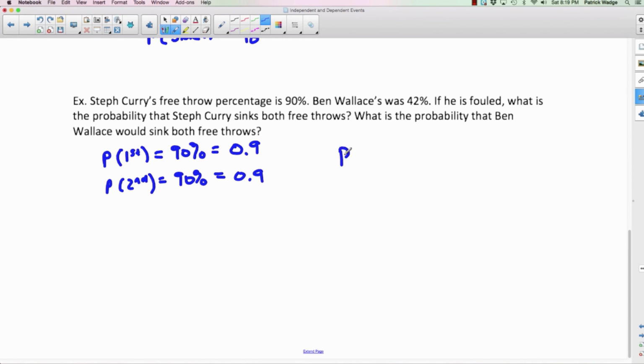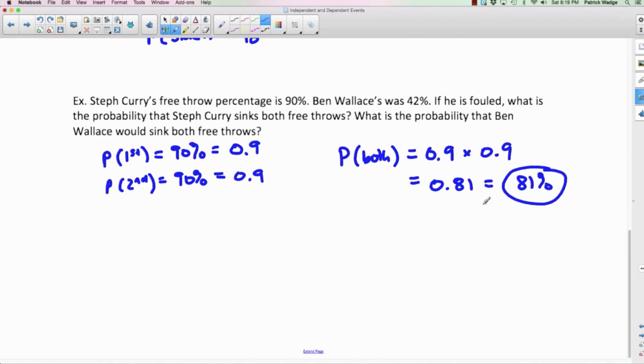So what's the probability he makes two of them in a row? Well, what do we do to figure these things out? You take the first probability and you multiply it by the second probability. 0.9 times 0.9 is 0.81, or 81%. It's not as high as you might think, right? It's basically 4 to 5 almost. A tiny bit better than 4 to 5.